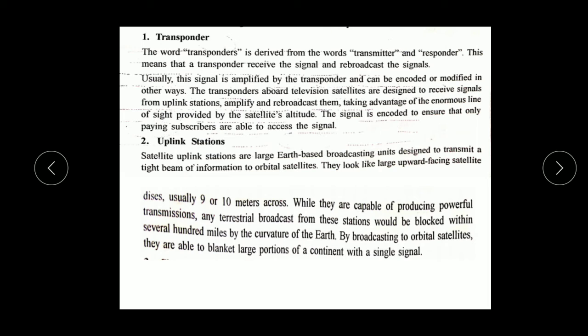Uplink stations. Satellite uplink stations are large earth-based broadcasting units designed to transmit a tight beam of information to an orbital satellite. The uplink station at the earth station sends the information to the satellite. Different program channels have different satellite uplink stations, so they send directly to the satellite. They look like large upward-facing satellite dishes.